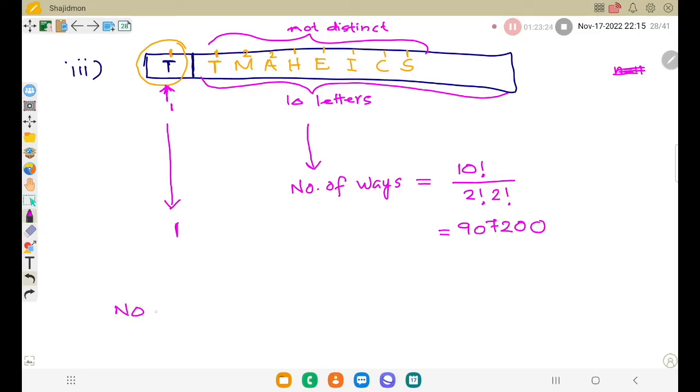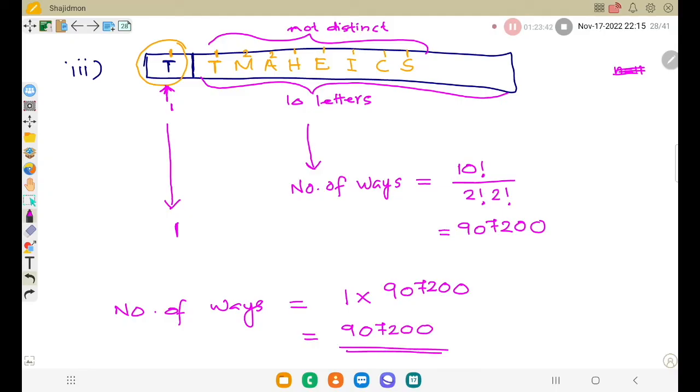So totally how many ways are we getting? Number of ways equals 1 multiplied by 907200, correct? So we will get 907200. This many ways totally we are getting. With the first letter T, this many ways we can arrange the word mathematics. Okay, so 907200.